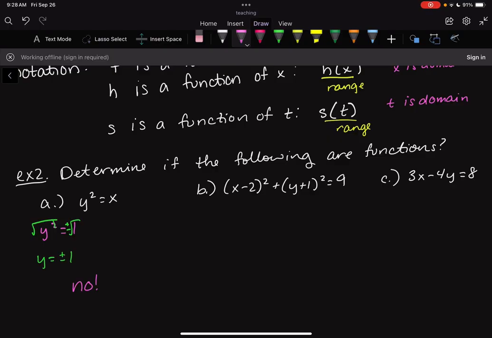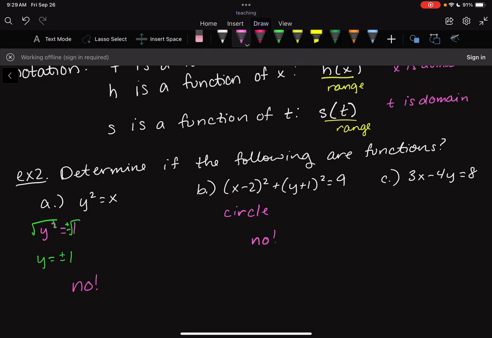Part B would be a similar process, but also we've done circles at this point. So this is a circle which does not pass the vertical line test. So no, not a function. And I like to show these because I feel like we sometimes have this idea that, oh, anything is a function, or oh, if it's not a function, then we can't do anything with it. That's not true. It's just a different type of relation, right? Because a circle is still important to us. It's just not a function.